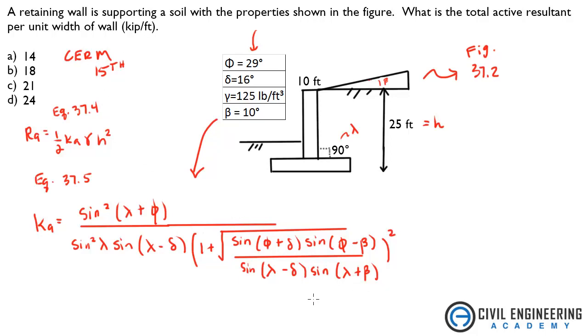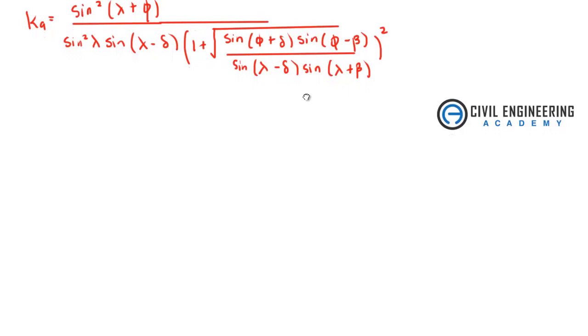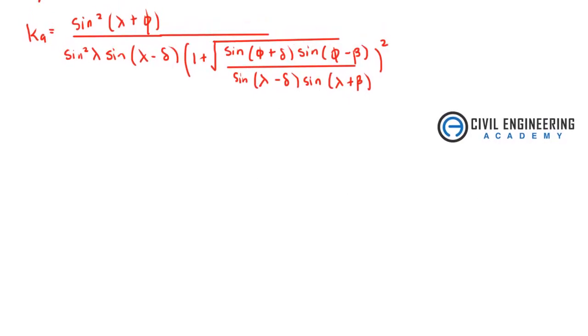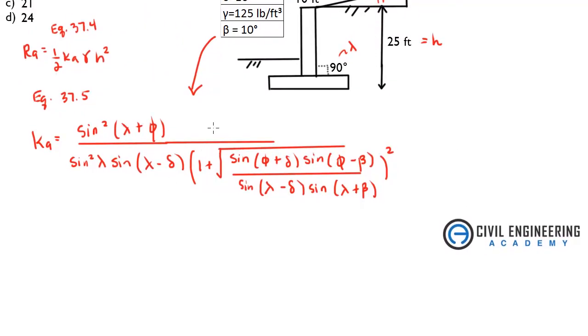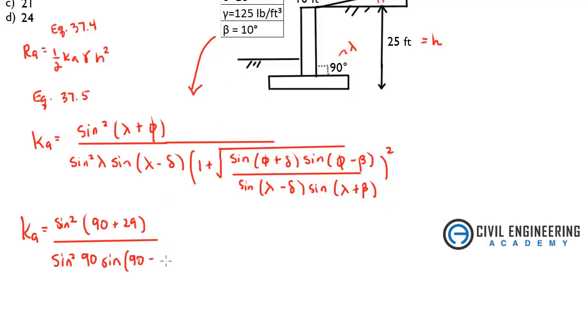I am definitely going to run out of space, so let's shift some things around. Okay, there's our big nasty equation. Let's plug all this stuff in based on the properties that we're given. Here are our properties. We know Ka is equal to sine squared of 90 plus 29 divided by sine squared of 90 times the sine of 90 minus delta, which was 16.